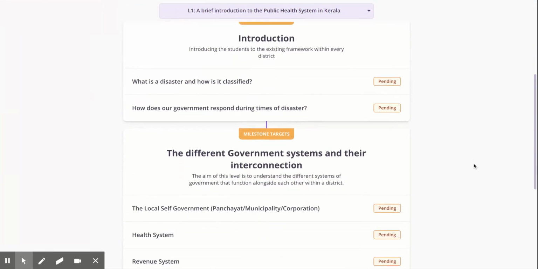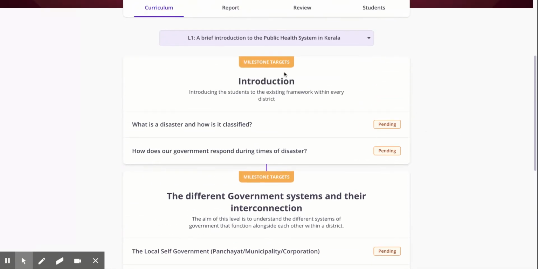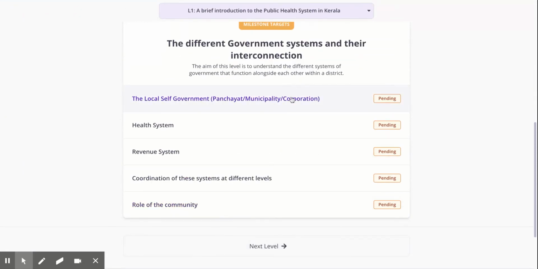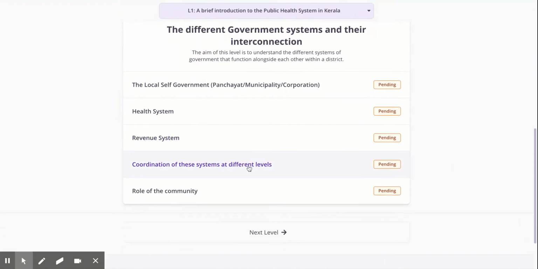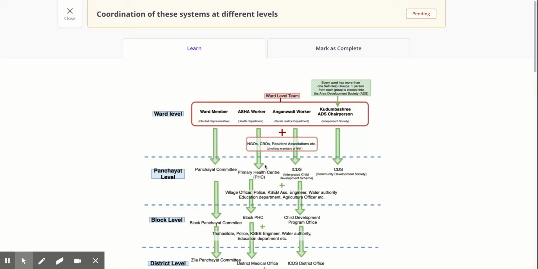Level one here has two modules. Module number one is introduction. Module two is the different government systems and their interconnection. The first module has two chapters within it. Similarly, the second module has five chapters within it. The course content within these chapters may be text material, images, or even embedded videos.